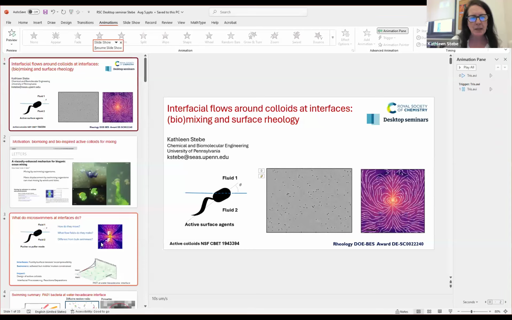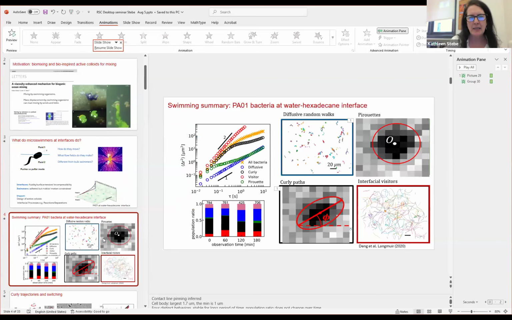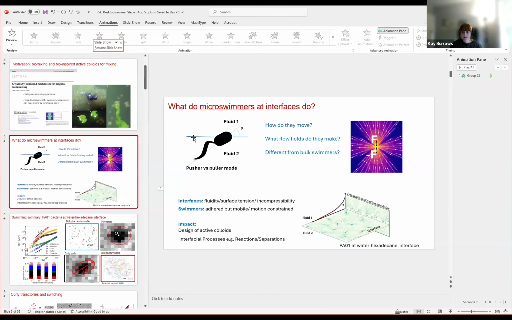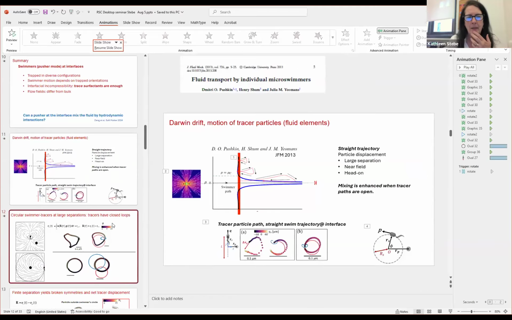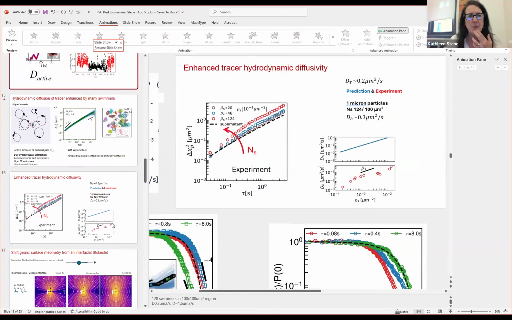Yeah. So the idea of a pusher versus a puller is the question of what's the sense of rotation of the flagellum. If the flagellum rotates in one direction, it expels fluid behind the bacterium and moves it forward. And if we rotate it in the opposite direction, it pulls fluid in and the bacterium moves backwards. And in the bulk, that's really all you do, you switch the sign on the force fields and then off you go. A pusher and a puller are just a switching of sign and everything is the same. And at fluid interfaces, it works out that's not true at all.